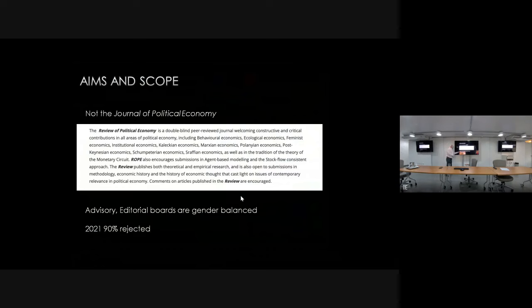So I guess reject 50 or 60, and the total number of rejections overall was about 90. I think last year was 92%. And that's a pretty average journal. I think Cambridge has about that.